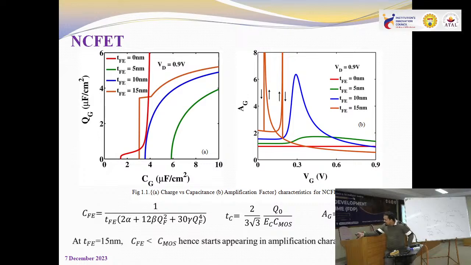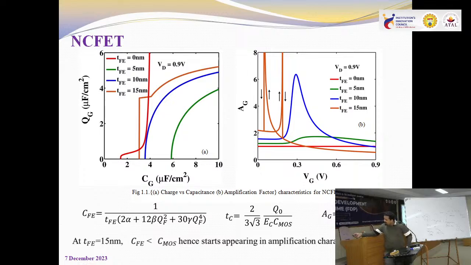Now, as I increase the ferroelectric thickness, TFE equals 5, you can see there is an amplification. Similarly, when TFE equals 10 nanometer, there is more amplification. Although after this point, the amplification is not there, because of the non-linear behavior of the ferroelectric capacitance. Ferroelectric capacitance is non-linear, not like a dielectric where the linear relation exists.